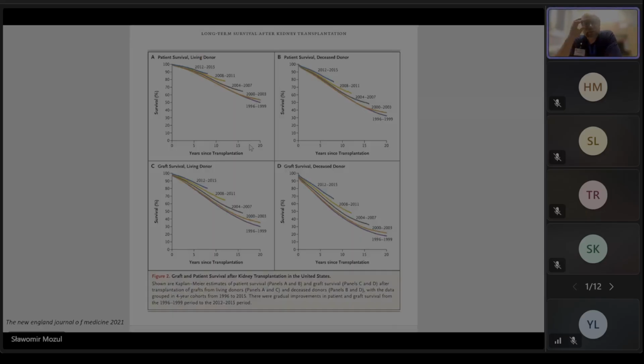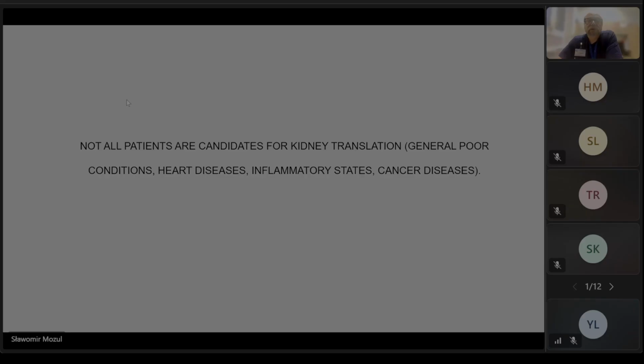On this slide, we can see that the current 5-year survival rates after kidney transplantation are even better. For example, for living donors, the survival rate is around 90% now, while for deceased donors it exceeds 80%. So the question is, why aren't all patients treated with a kidney transplant?